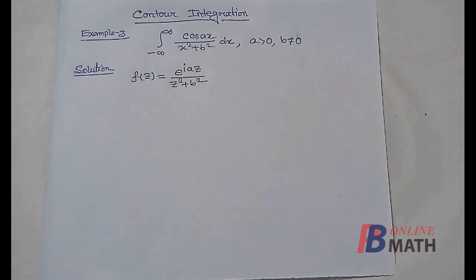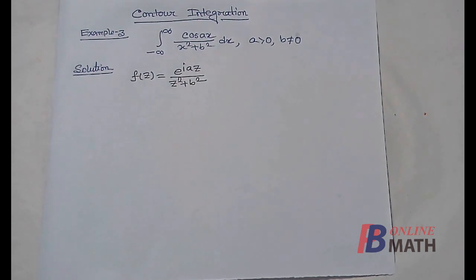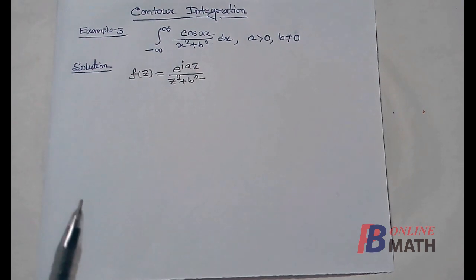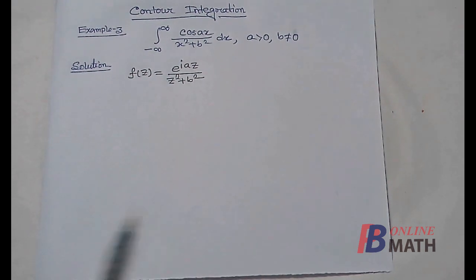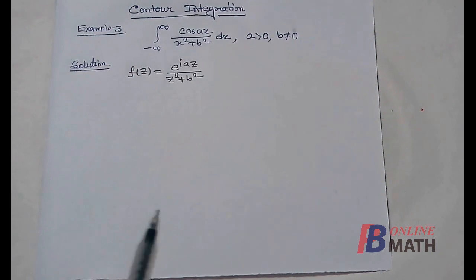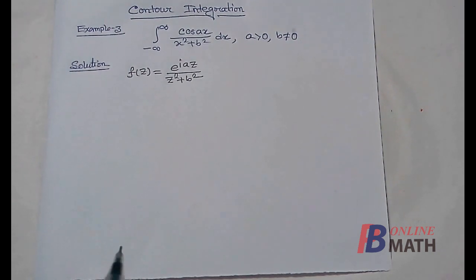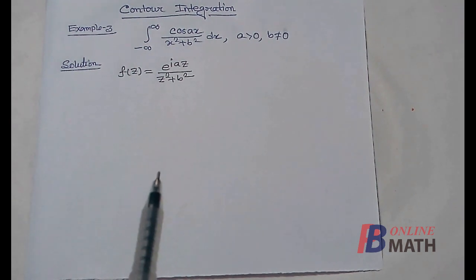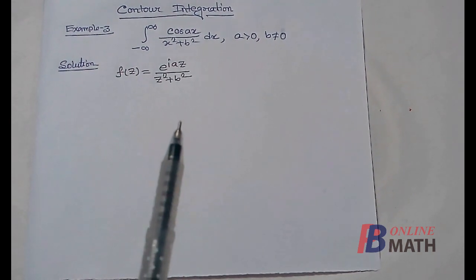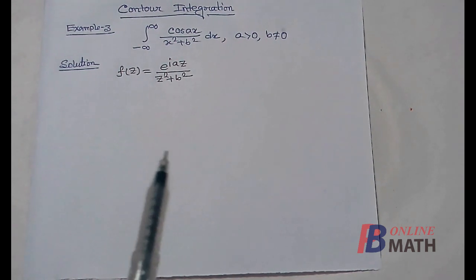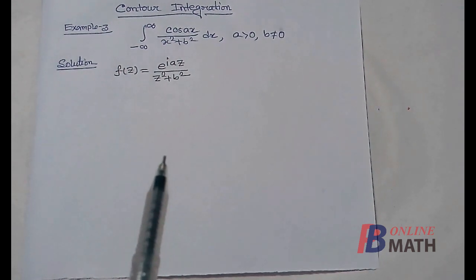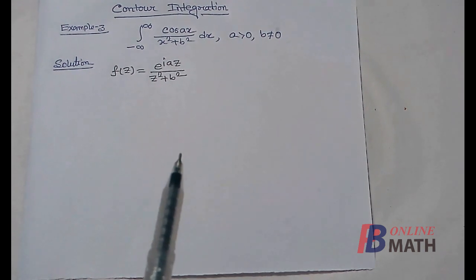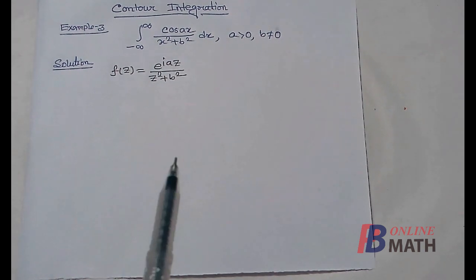Next we shall select the suitable contour. Now the limits of the real integration are minus infinity and plus infinity. That means the real axis must be a part of the closed contour. So we select the closed contour in such a manner that the real axis is a part of the contour. And we find that the singularities are z equal to plus minus ib, which lie on the imaginary axis. So no singularities lie on the real axis.